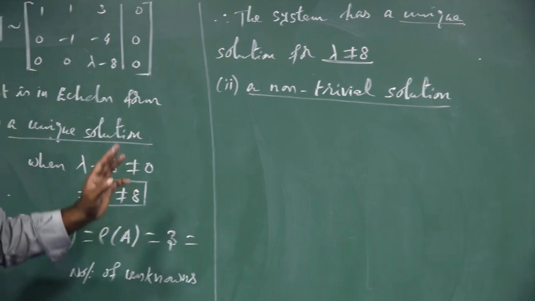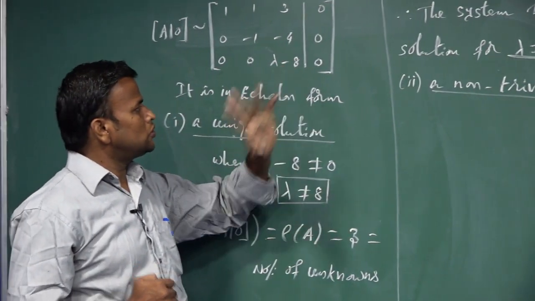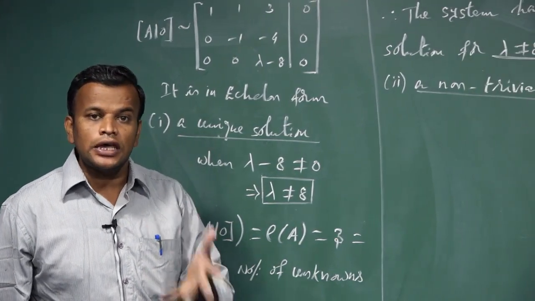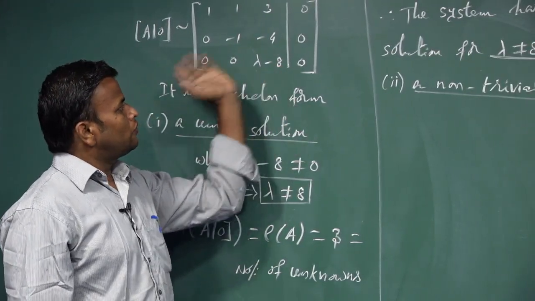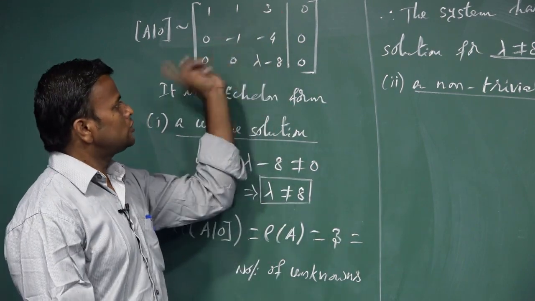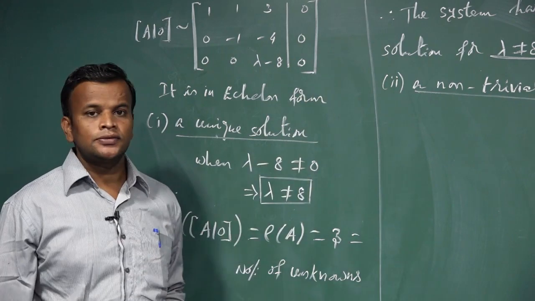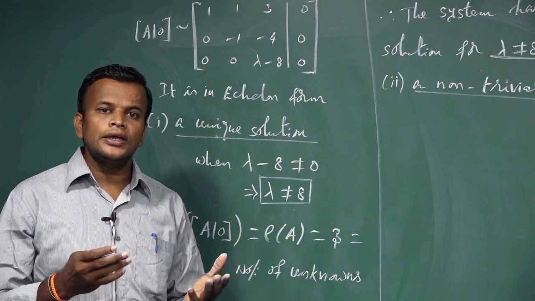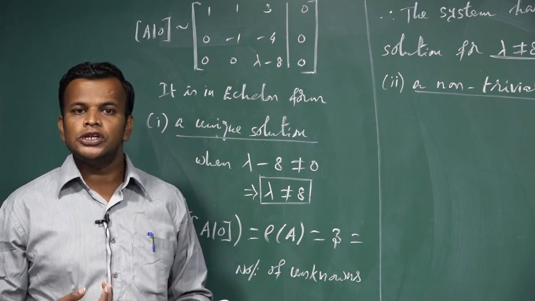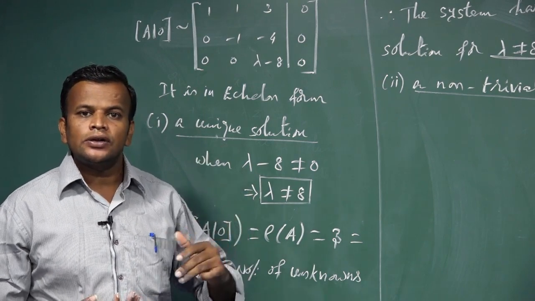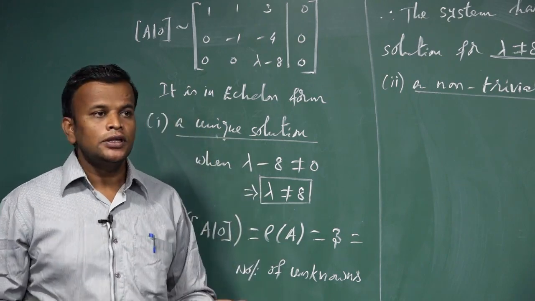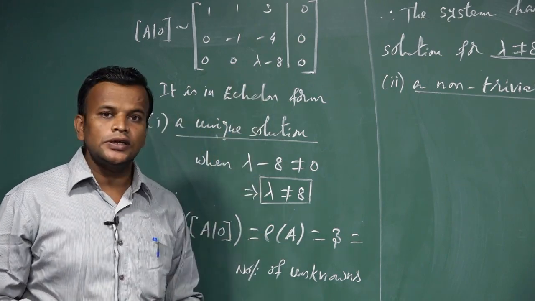Suppose exactly that value also becomes 0. Exactly, we put the value of lambda as 8. We count the number of non-zero rows: just 2. 1, 2. The third row vanishes. If the rank is less than the number of unknowns, then the system has infinitely many solutions, and here a non-trivial solution is given. So when a non-trivial solution is possible, the value of lambda is exactly equal to 8.